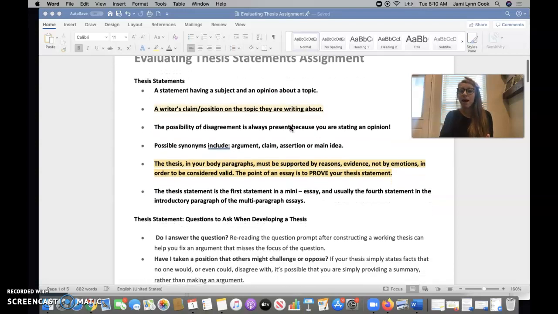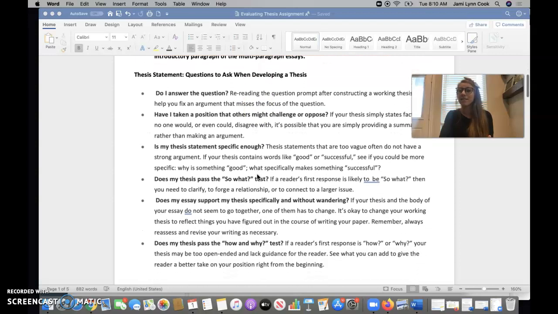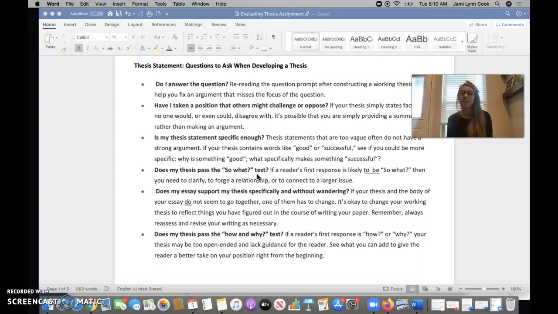But before we do that, let's look at questions to ask when developing a thesis. This is my favorite thing to do to see if my thesis is well written, defensible, responds to the prompt, and it's a great way to check and make sure that my writing and my body paragraphs supports, defends my thesis. All right, let's dive into it. So first things first, did I answer the question? Did I respond to the prompt? You'll need to reread the prompt, then reread your thesis and make sure you did just that.